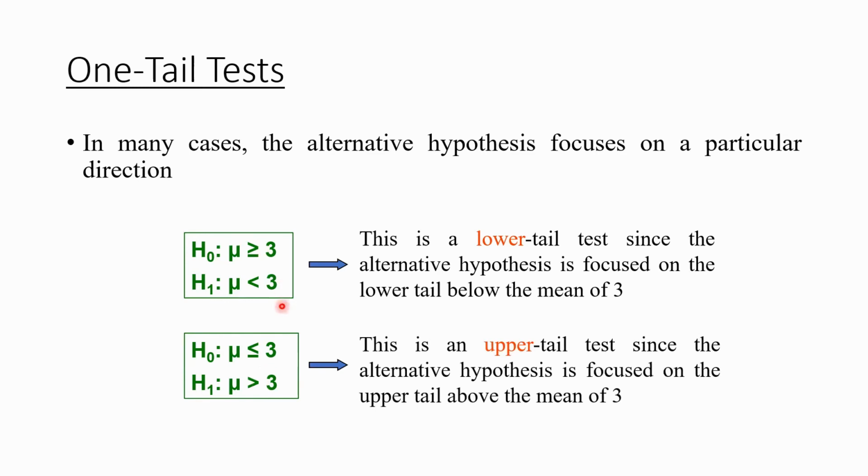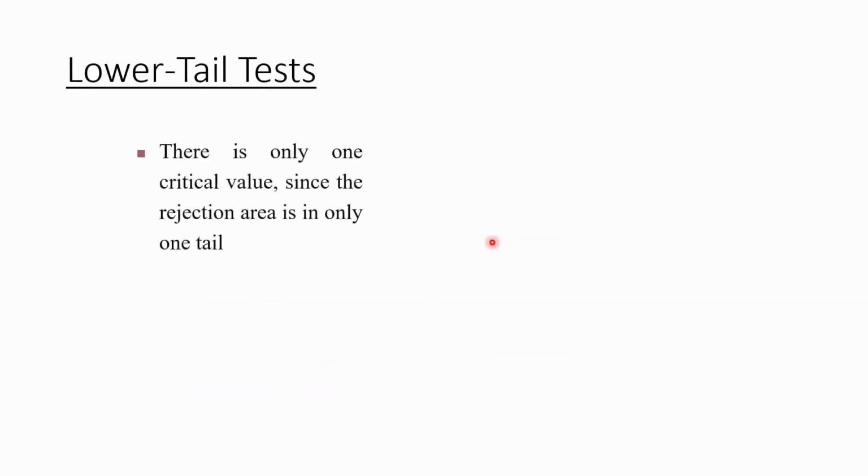So let's have a look at this lower tail test, what it looks like graphically. So you have your lower tail test. There's only one critical value because it's a one tail test. In your two tail test, you had two critical values, the same value plus or minus because it's symmetric. In this case, it's a one tail. So you have only one critical value.